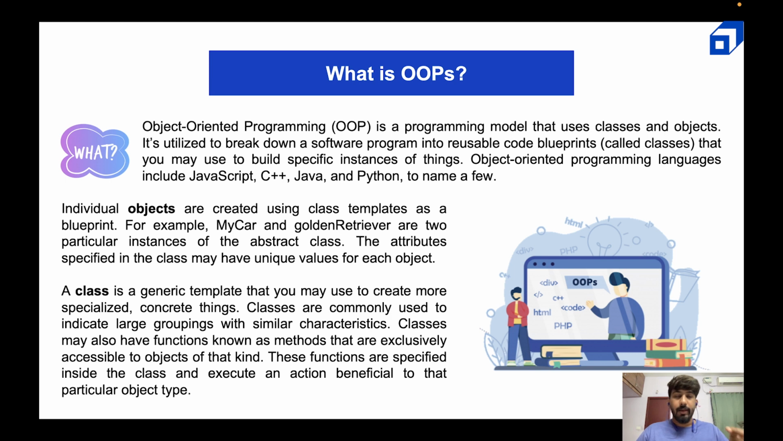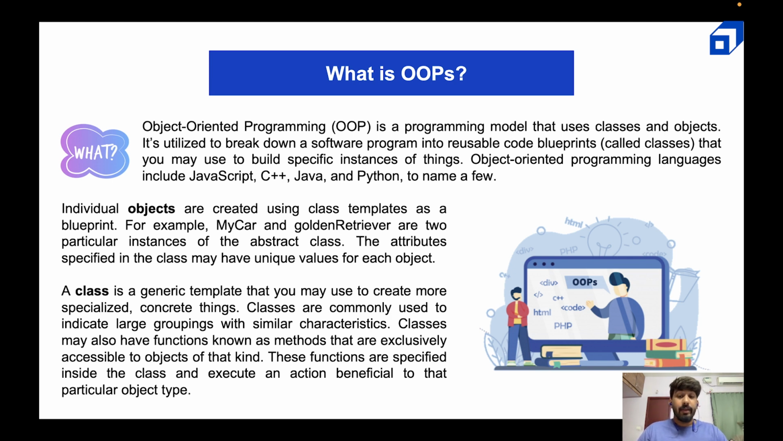Individual objects are created using class templates as a blueprint. For example, MyCar and Golden Retriever are two particular instances of the abstract class. The attributes specified in the class may have unique values for each object. Okay, so basically a class could be a car, right? And under a car, the object could be, again, my car. There could be other specific instances of it as well. So dog could be a class, and under dog there could be golden retriever. There could be other kinds of breeds like dachshund or boxer or whatever, right? So you could make them into objects.